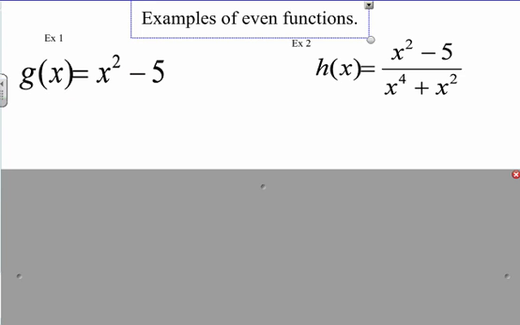Let's go through a couple examples. First off, we'll talk about examples of even functions. Now, in order to figure out an even function algebraically, we're going to try this out, is that we can plug in a negative x value in here. And that's how you identify this algebraically.